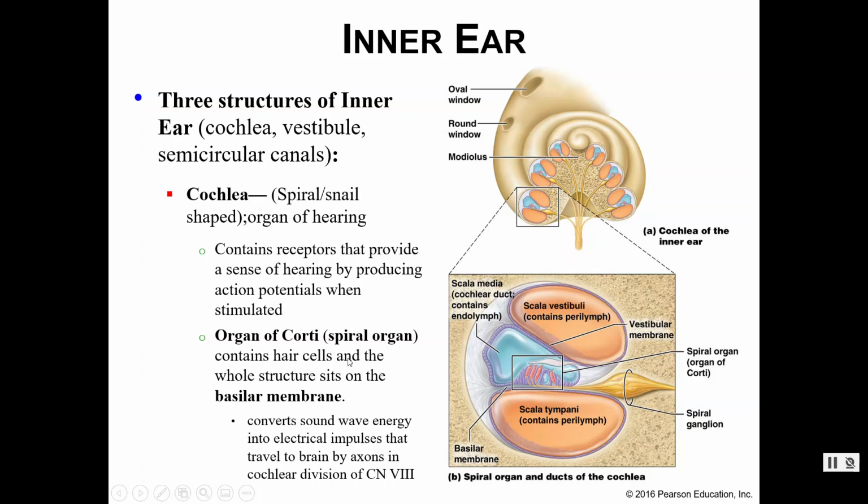You've got a few other structures associated with the cochlea as well. You've got your organ of Corti, or your spiral organ. Okay, you have hair cells here.